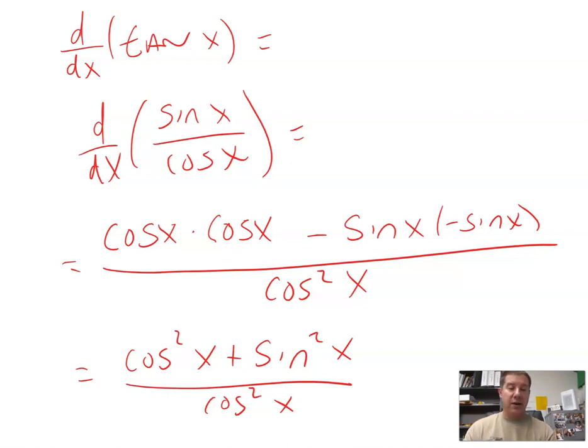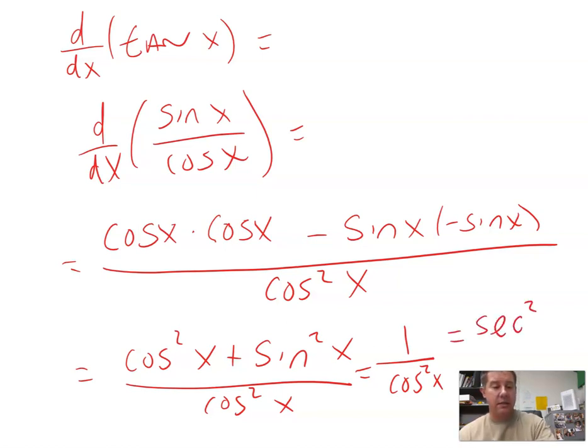Hopefully we're seeing, hey, cosine squared x plus sine squared x, that's 1, using our Pythagorean identity, over cosine squared x. And 1 over cosine is secant, so that's secant squared x. Okay, so the derivative of tangent of x is secant squared x. Now you can see this was not that bad. If you ever get lost on any of our trig derivatives, the reason I'm showing this to you is you can always go back and rederive the derivative by using the quotient rule.